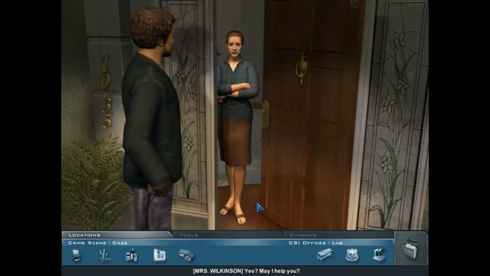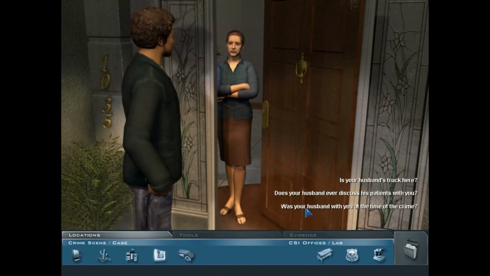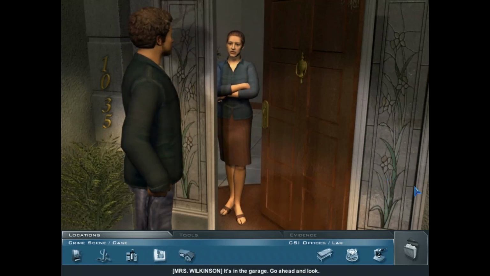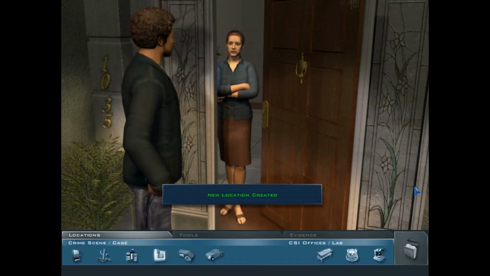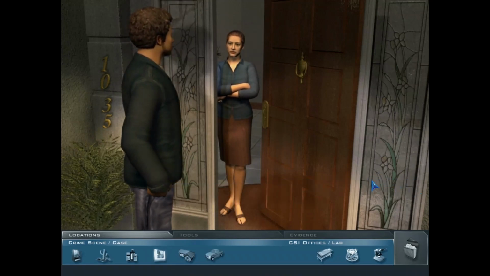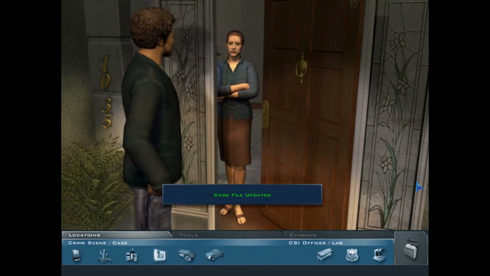Yes, may I help you? Warwick Brown, Mrs. Wilkinson, Las Vegas Crime Lab. Your husband suggested we speak to you. What would you like to know? It's in the garage. Go ahead and look. You don't need a warrant. No one here's done anything. If you mean, has Edward ever violated doctor-patient confidentiality? Absolutely not. We're close, Edward and I, but his professional ethics, well, they're impeccable.